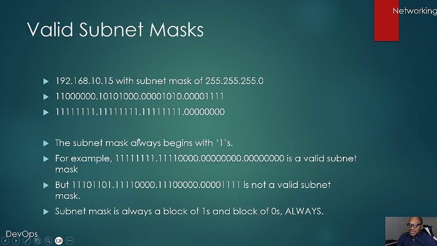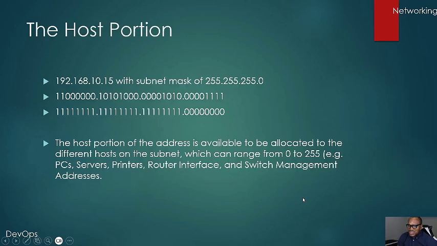So a valid subnet mask usually comes in blocks of ones. Looking at this, you can see that this comes in a block of 1s. If you see them mixed together with 0s, then it's not valid. The subnet mask always begins with 1. If you look at this, 111 is a valid subnet mask, but if you look at this, it is not a valid subnet mask. It's always a block of 1s and a block of 0s, always.